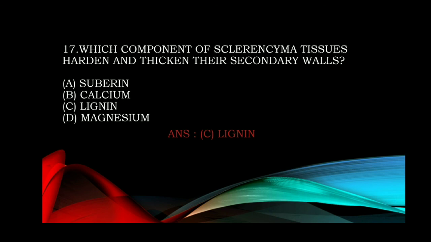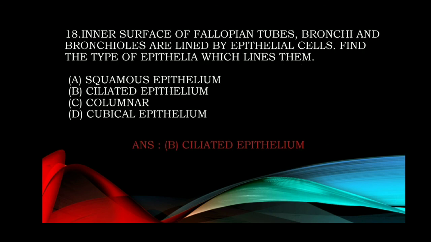Question number 18. Inner surface of fallopian tubes, bronchi and bronchioles are lined by epithelial cells. Find the type of epithelia which lines them. Options: A, squamous epithelium, B, ciliated epithelium, C, columnar, and D, cuboidal epithelium. So we know that in bronchi, bronchioles and all, there is a special type of epithelium that is ciliated, right? Cilia is present in such tissues. So the correct option is option B, ciliated epithelium.